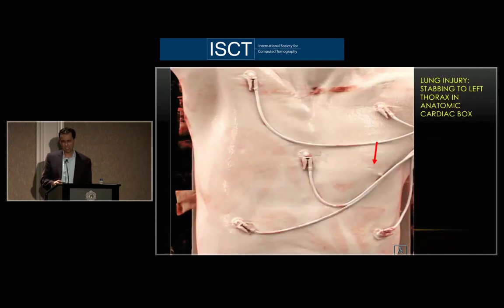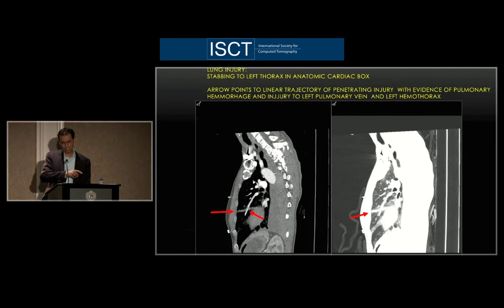In this particular example, again, a very subtle stab wound in this cinematic rendering image. It's in the cardiac box, so we really did a dedicated examination of the thorax. And right here, we can see the linear trajectory of a stab wound, with pulmonary hemorrhage, and it goes through the left inferior pulmonary vein with a low filling defect in the pulmonary vein. It's very subtle, but indicating traumatic injury to the left inferior pulmonary vein in addition to the pulmonary hemorrhage.